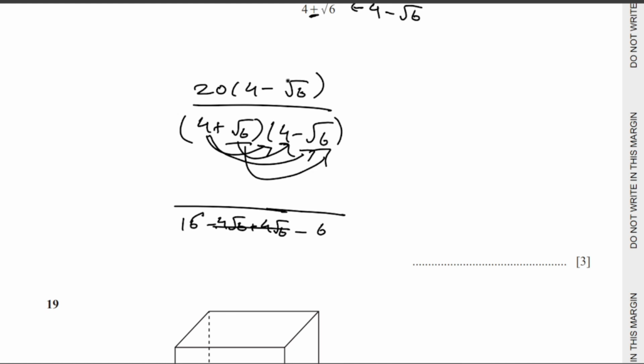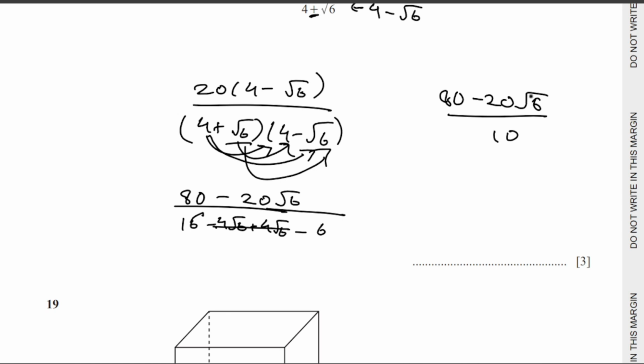Right, now let's focus on the top. We have 20 times 4, which is 80, and 20 times negative root 6, which is just negative 20 root 6, right? So our final answer is 80 minus 20 root 6 over 10, right? 16 minus 6 is 10, right?